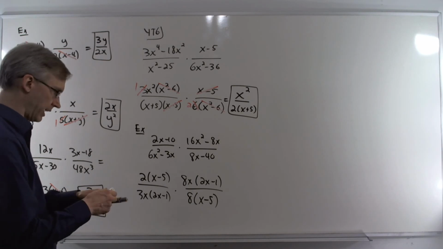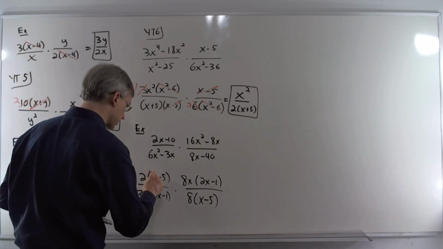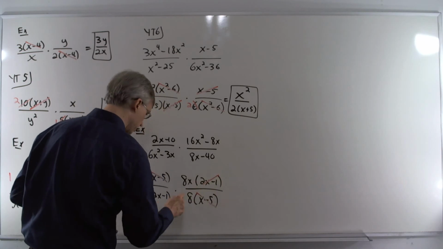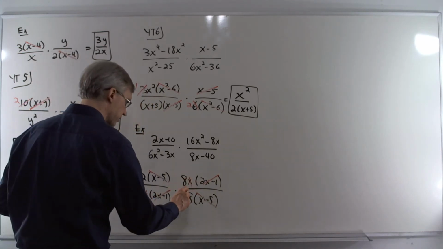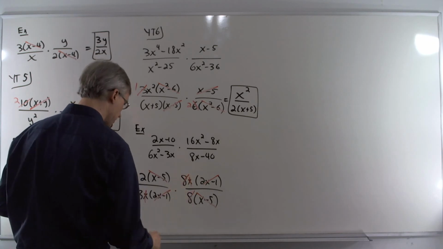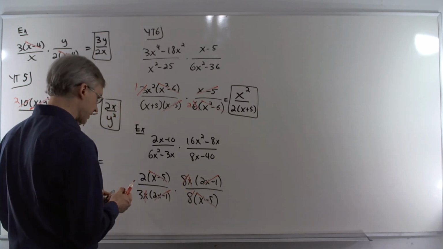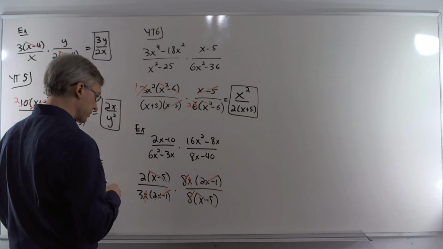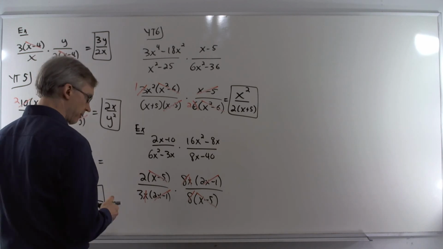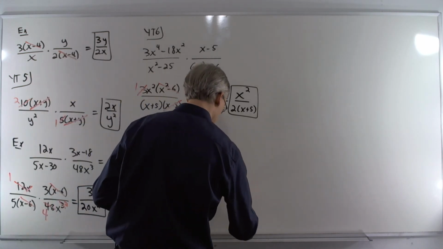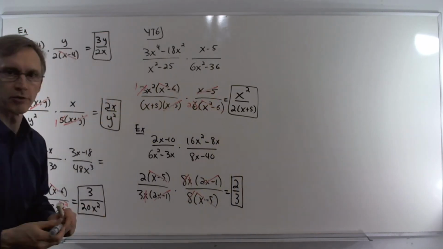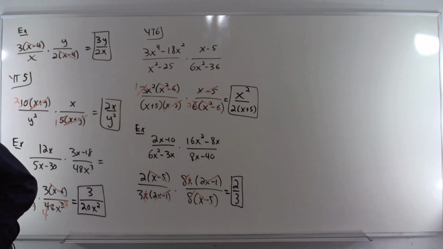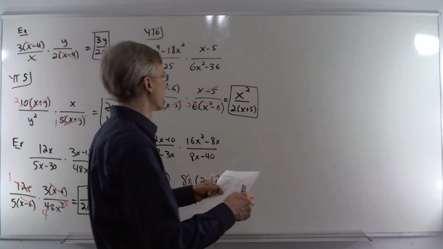All right, time to start canceling. All sorts of cancellations here. X minus 5, those are going to go. 2x minus 1, those are going to go. We have x's here, those match, those go. We got an 8 and an 8, those go. Looks like we have canceled everything except a 2 on top and a 3 on the bottom. So that whole expression just equals 2/3. Your turn, number 7.